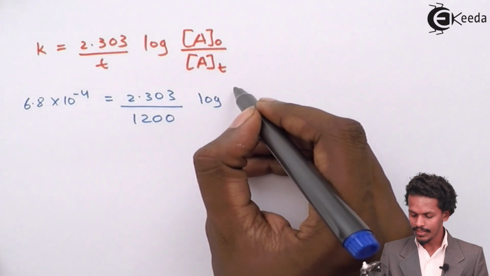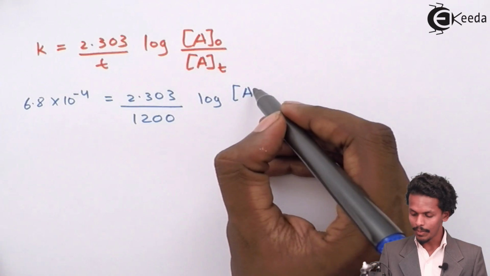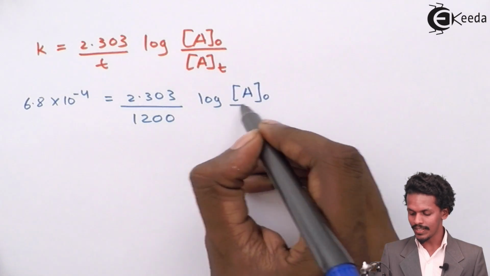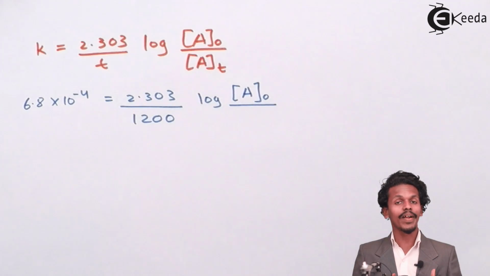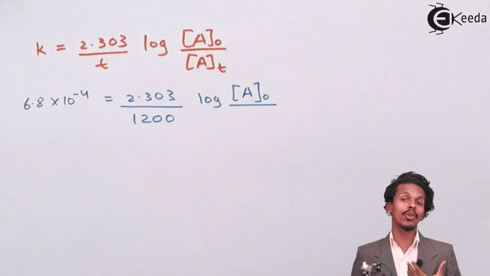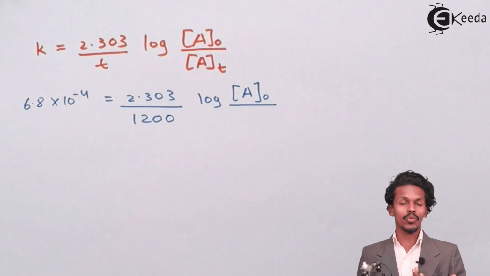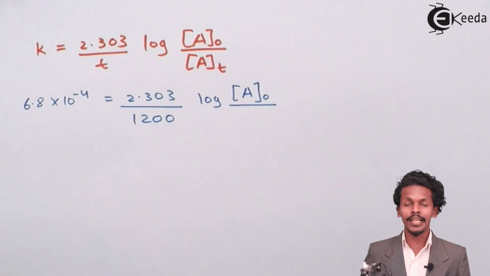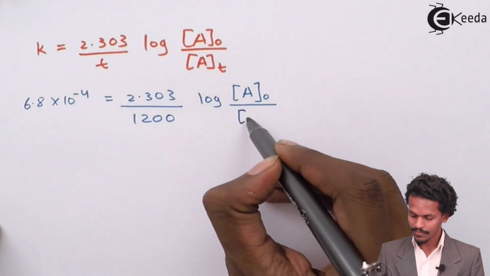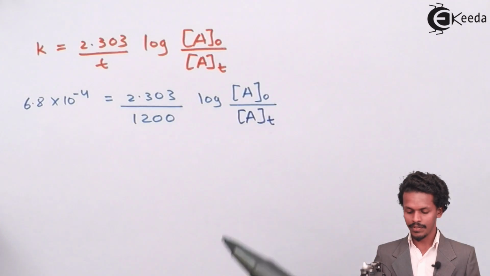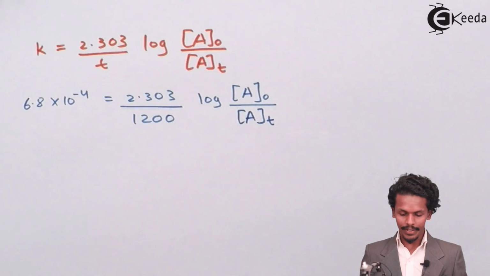and the value of A0 was given, but we'll not write it first because we have to first solve this part, and only then can we find log of A0 divided by At. So it will be much easier to solve. That's why I am not mentioning the value of A0 here right now, just for an instance. So let us see what is the value of log of A0 divided by At.